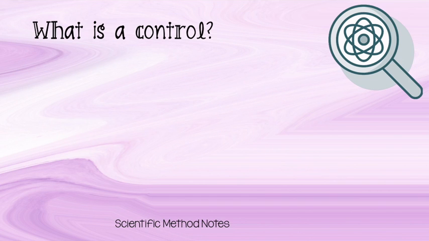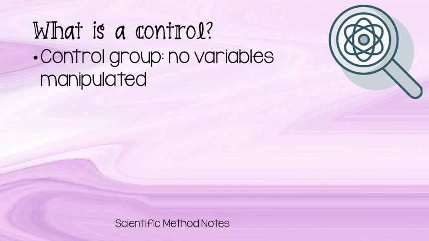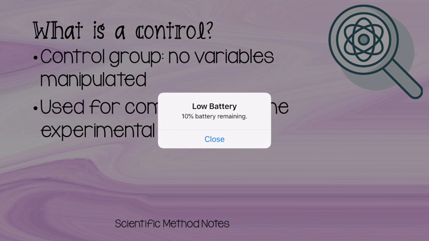So what is a control group? A control group is where we have no variables manipulated. It's our baseline. This is important because it allows us to compare the experimental groups to something. We can compare them to what would happen if we had no intervention, no change in our independent variable.